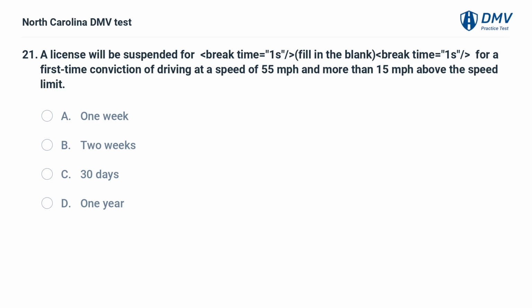A license will be suspended for... Fill in the blank. For a first-time conviction of driving at a speed of 55 miles per hour or more and more than 15 miles per hour above the speed limit. A. 1 week. B. 2 weeks. C. 30 days. D. 1 year.